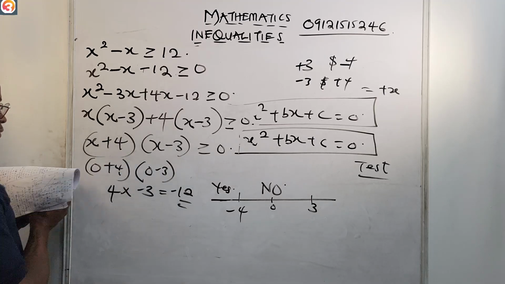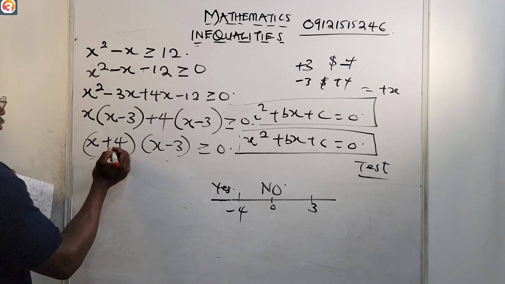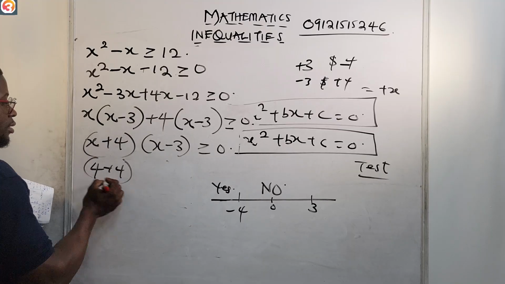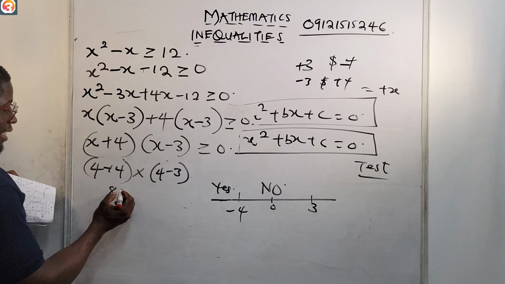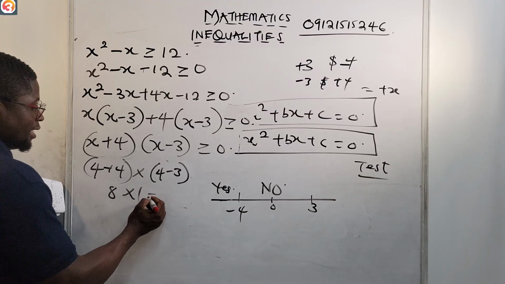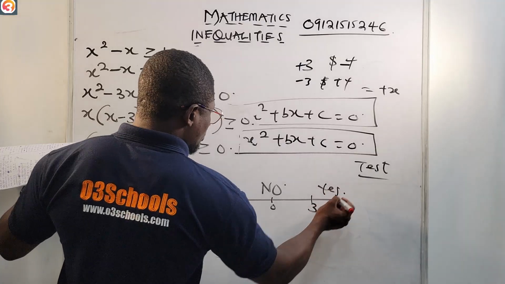Let's put 4 here. If I'm putting 4 into this equation, I think it should give us a positive value. 4 plus 4, okay, times 4 minus 3. 4 plus 4 is what? Is 8. Times 4 minus 3 is what? Is 1. 8 times 1 is plus 8. Is plus 8 greater than 0? So yes.